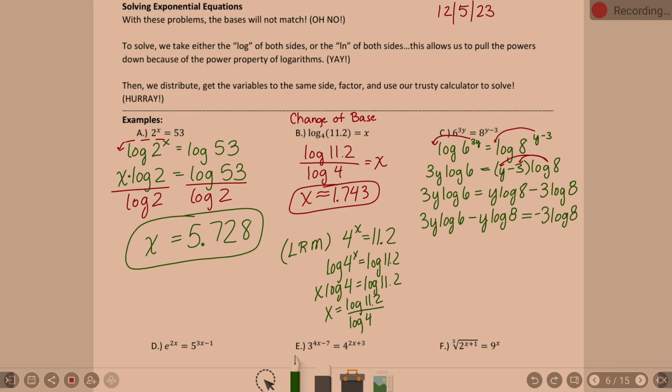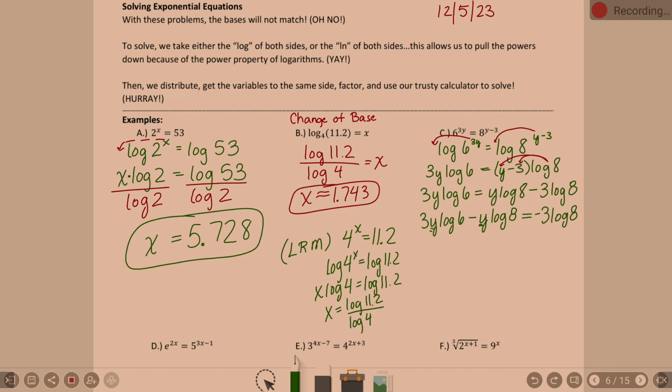We have all of our y's on the left, correct? However, can I subtract those terms? No. They have different logs. They're not like terms. I can't subtract a log 6 term minus a log 8 term. However, what I need you to notice is that both terms have a y in them, yes? So think GCF.